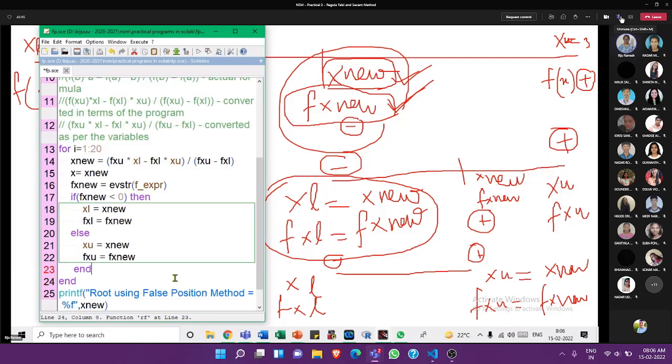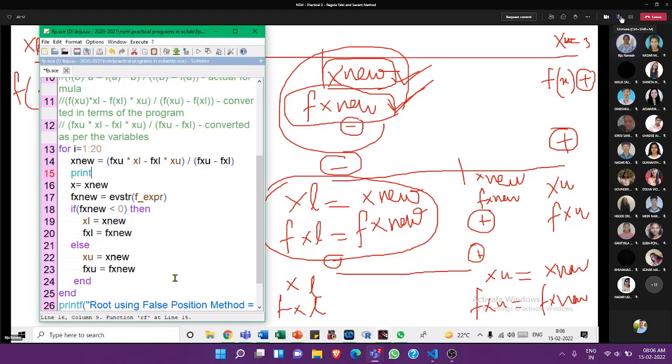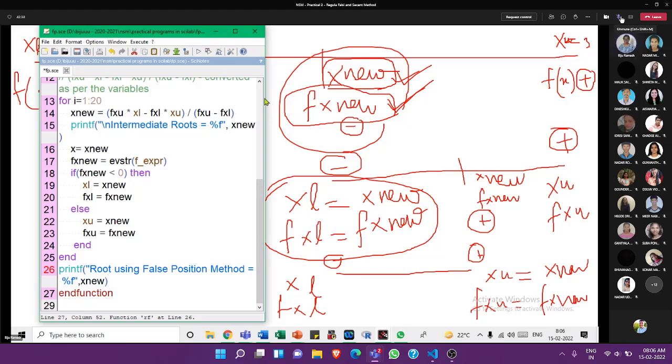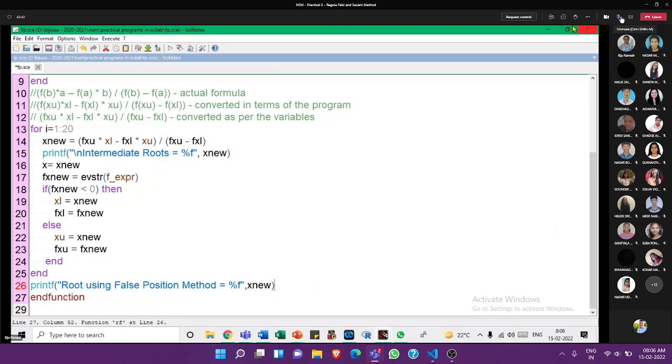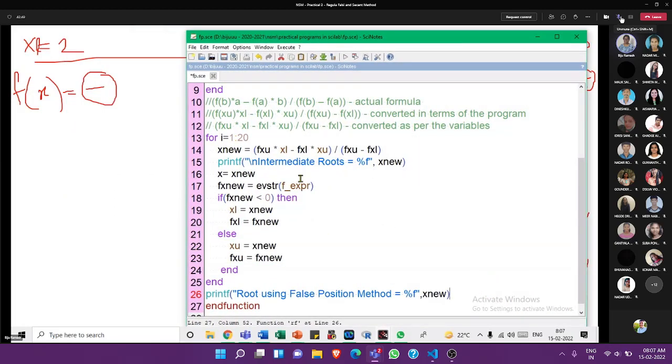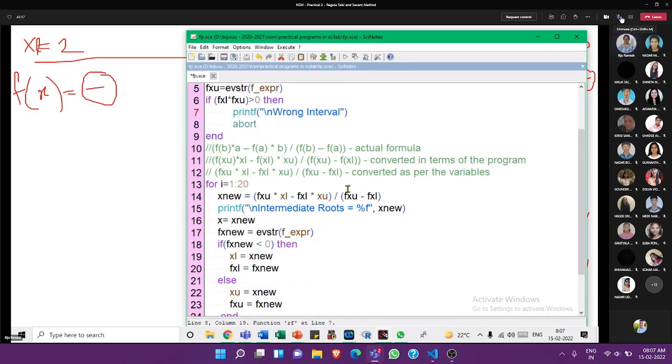Now you want to see the intermediate roots. Suppose you want to see the intermediate roots, you can give a printf statement here. Printf intermediate roots equal percentage f comma new. You can give backslash n, and you can give a backslash n here also so that it is seen beautifully.